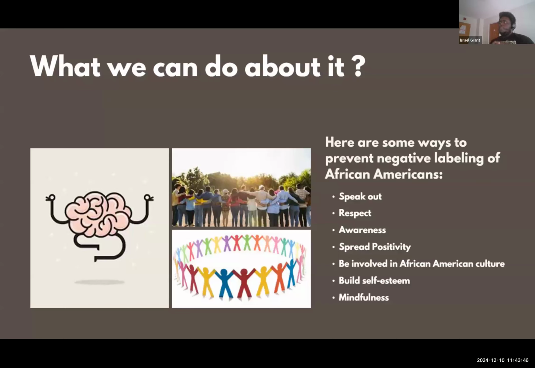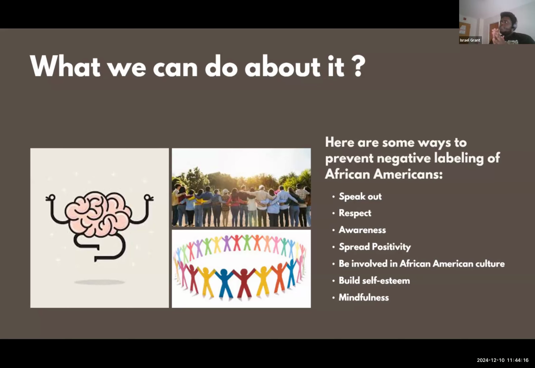So what can we do about that? There are many ways to stop labeling upon African Americans. One of the main important ones out of the list over here, I say, is awareness, because we don't know what we say might hurt someone. We all need to be mindful of what we say around other groups of people. We need to show them respect, and we need to show them positivity.